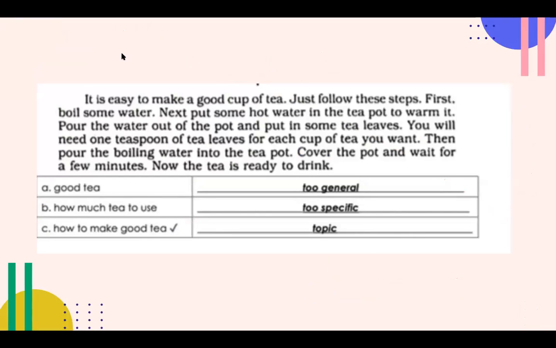Okay, this one, este no se ve muy bien. And I tried to make it as clear as possible, but this is an example.